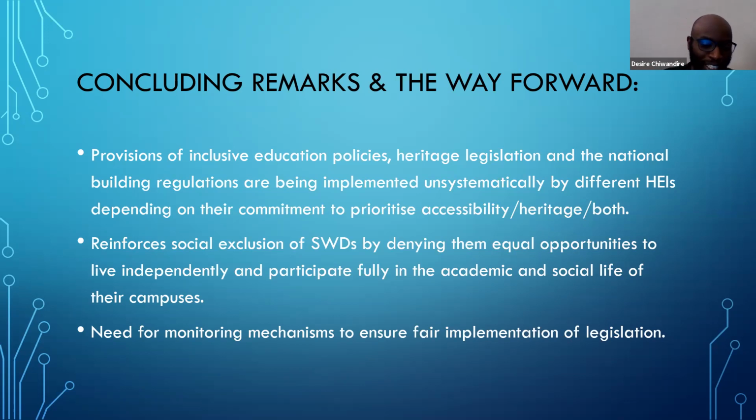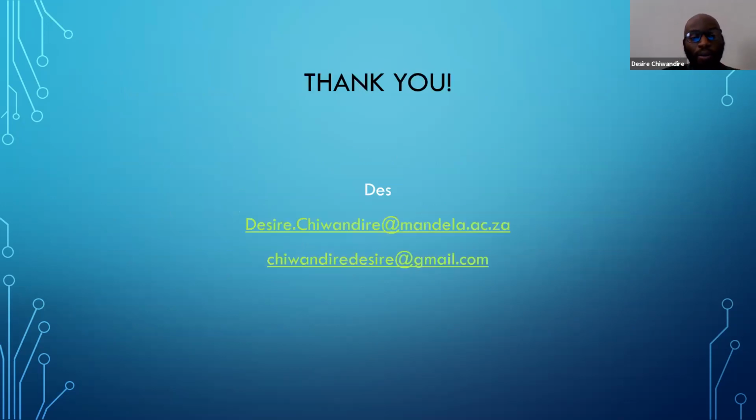And in terms of recommendations, I would really appreciate if you could help in coming up with recommendations, but I just felt that there is a need for monitoring mechanisms to ensure that these three key legislation are implemented fairly. And perhaps there's also a need to consult with as many relevant stakeholders as possible in universities, including students with disabilities, on how institutions can make heritage buildings more accessible.